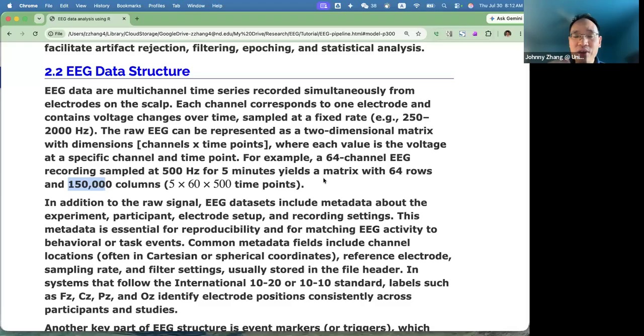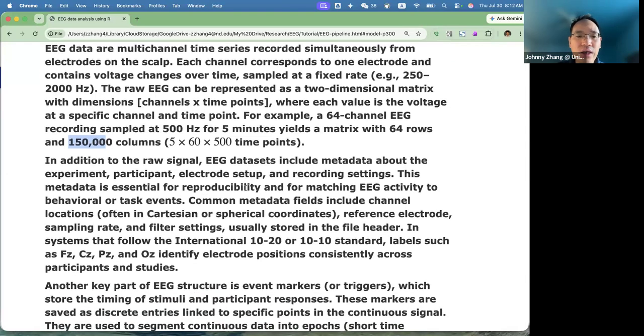The example data set I'm going to talk about is more than 40 minutes, so we have an even larger data set. As I mentioned earlier, oftentimes we have meta information, and this meta information can also be saved.